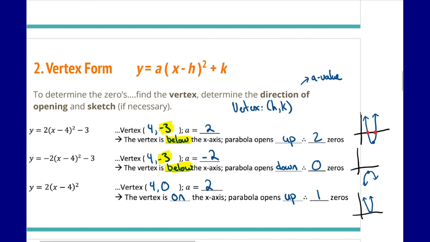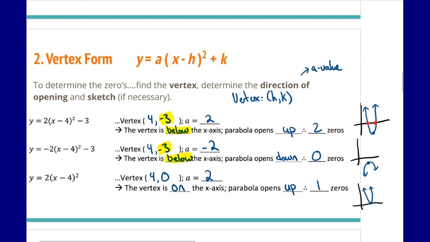So you could use some general reasoning to figure out how many zeros you have. You could figure out this information by looking at the vertex and the direction of the opening, and then drawing a quick sketch if it helps or it's easier to visualize. But again, once we know the vertex and the direction of the opening, we should be able to figure out how many zeros we have. So again, relatively straightforward.